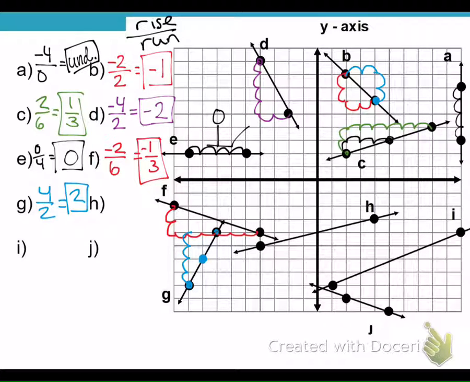Okay, H. Whoa, H is a long one. 1, 2. 2 is my rise. 1, 2, 3, 4, 5, 6, 7, 8 is my run. 2 over 8 reduces to what? 1 over 4. Again, anytime you reduce, you can go back and check. If I rise 1 and I run 4, I'm still right on that line, so it works out.